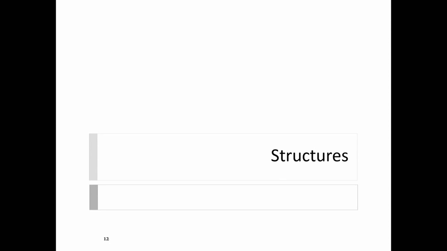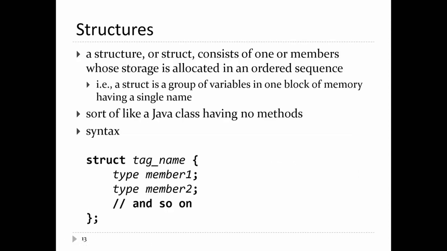All right, so structures. Structures are the way that you create what looks like a class in C. Most people call them structs, and a struct consists of what are called members. Members are just variables whose storage is allocated in an ordered sequence. In other words, a struct is just a group of variables, all located in one block of memory having a single name.